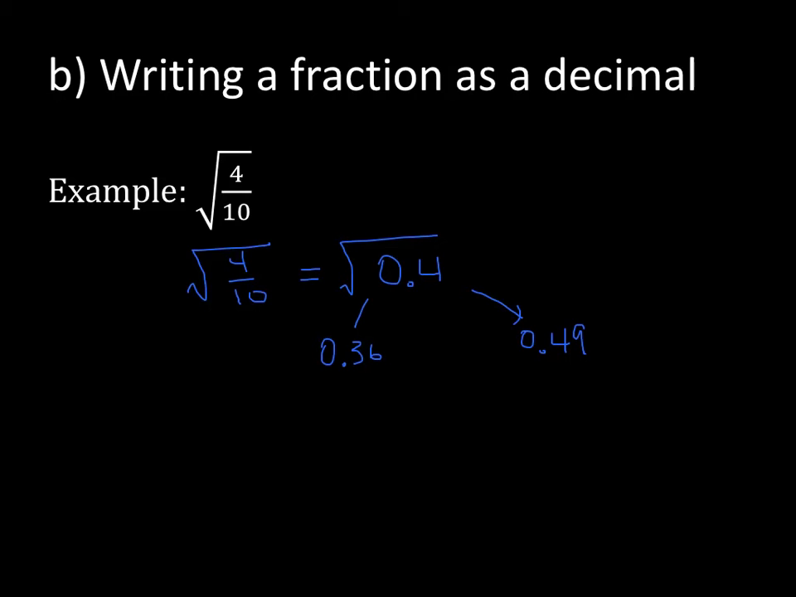So I can do a very quick visual estimate and see that 0.4 is close to 0.36 and further from 0.49. So if I was to estimate to the nearest tenth, I would say that the square root of 4/10 is approximately equal to 0.6, because the square root of 0.36 is 0.6. So that is a quick and easy way to estimate the square root of a fraction by converting it to a decimal and then using those benchmarks.